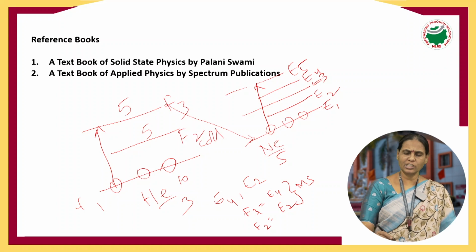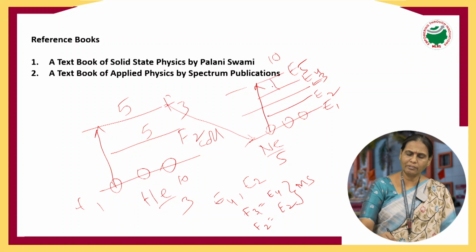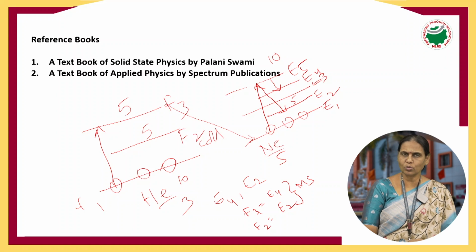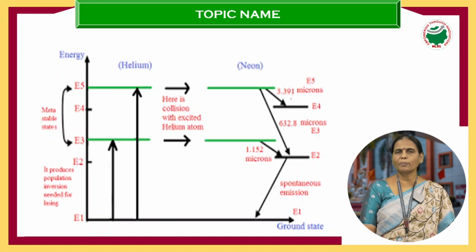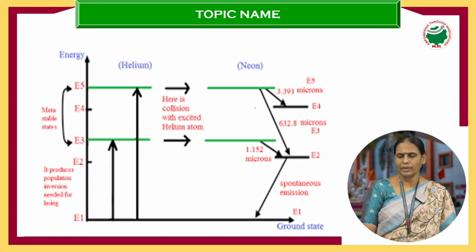Now, for example, 10 atoms are present in the E5 energy state. Some 5 atoms jump to the E4 state, and at the same time 5 atoms jump to the E2 state. The atoms which jump from the higher energy state E5 to E4 produce a radiation of wavelength 3.39 micrometers.